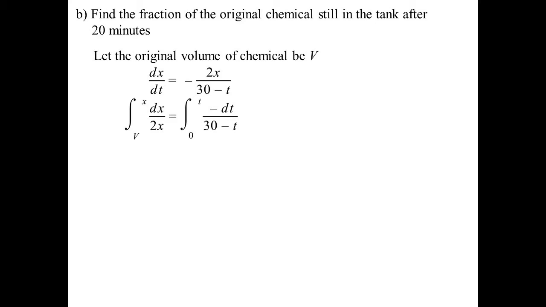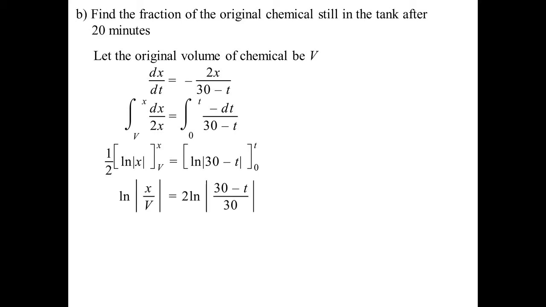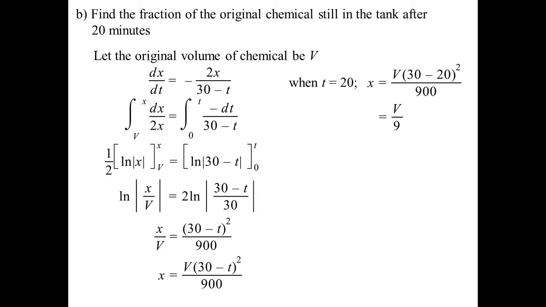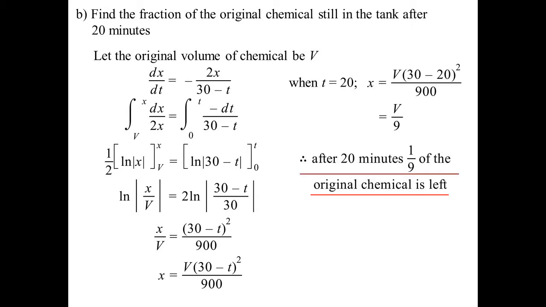We said at time 0, we're calling the volume V, and we want to link t and x. So we get half log x, and on the right hand side log of 30 minus t. So x on V and 30 minus t on 30. There's our formula for x. We want to know when t equals 20, so sub it in, we get V on 9. So 1/9 of the original amount. So I don't know what V is, but it said find the fraction. It didn't actually say find the volume.